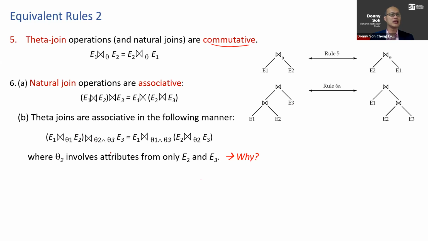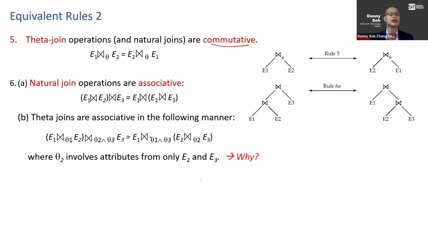This one may be a little bit confusing. E1 theta join with E2, and this resultant theta join with E3 on theta 2 and theta 3.